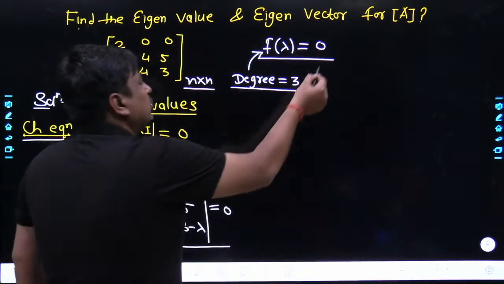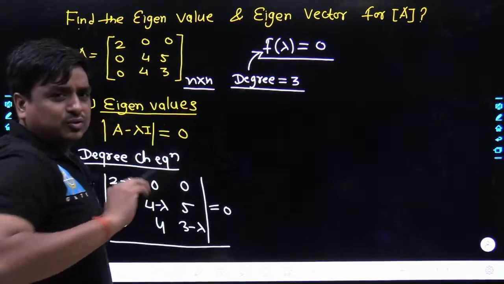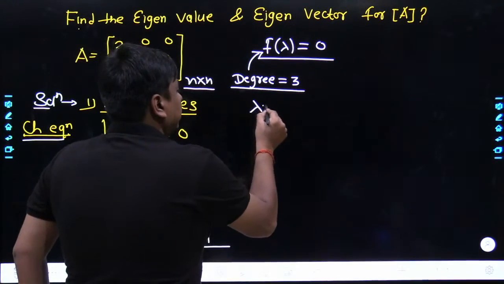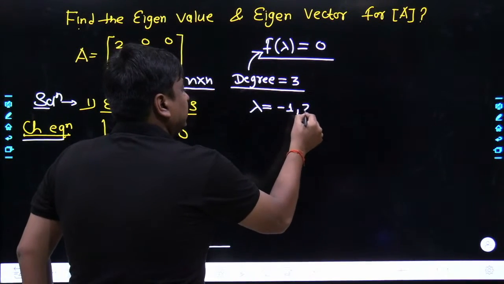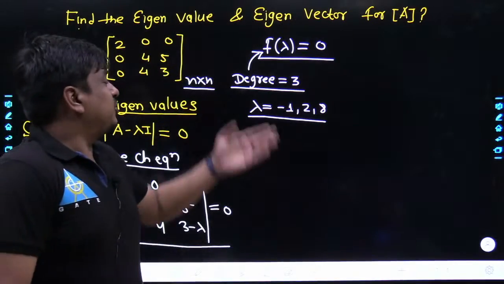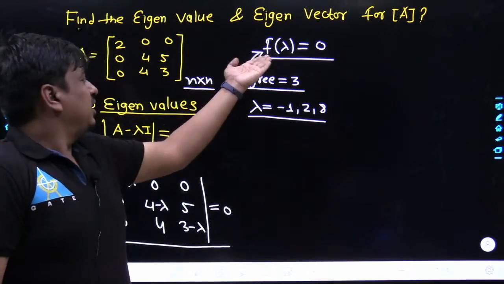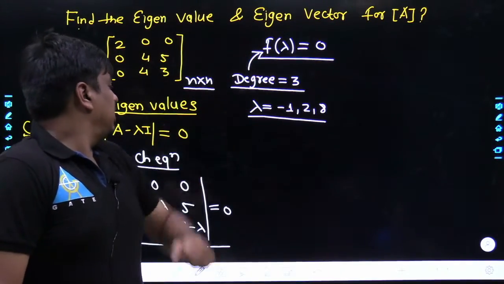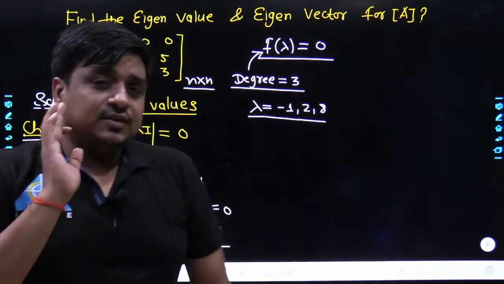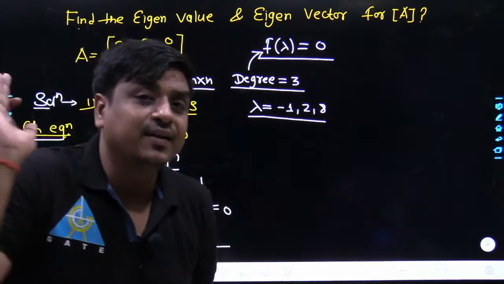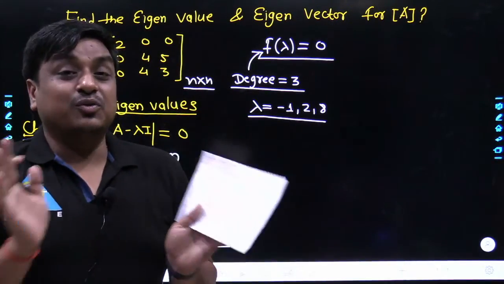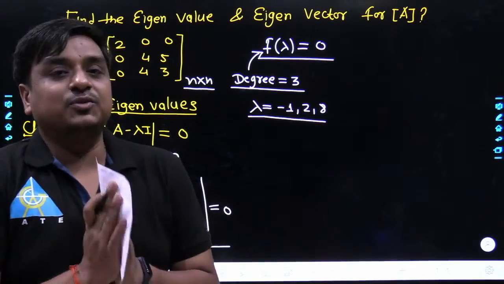I am not going into great detail on f of lambda equals 0. I have just calculated the eigenvalues we get out of this: -1, 2, 8, 8. You just have to calculate the roots of this cubic polynomial. In yesterday's class, my focus was on the eigenvector, because most students are comfortable with eigenvalues, but once they reach eigenvectors, they find it difficult.